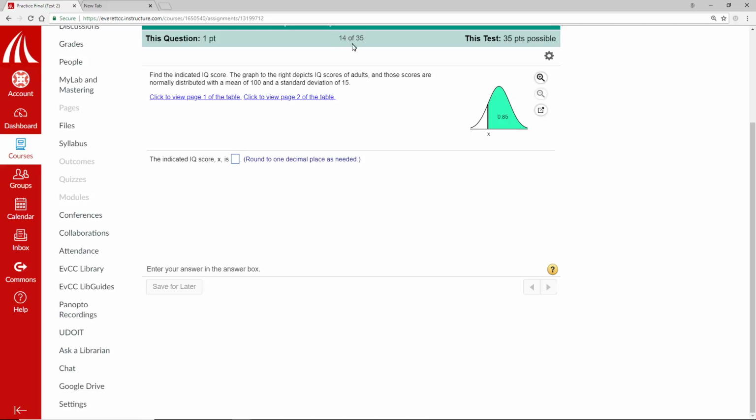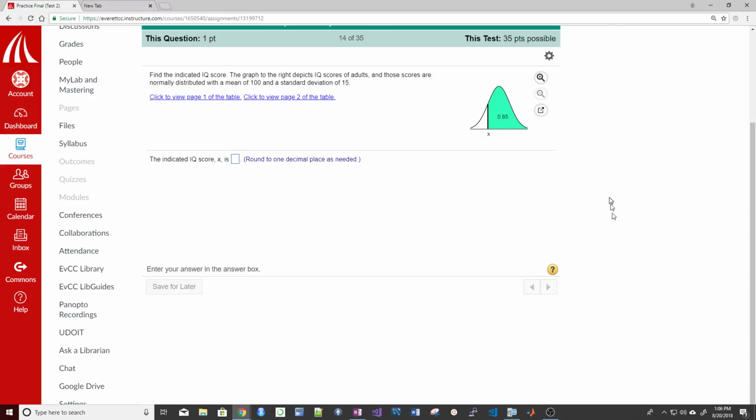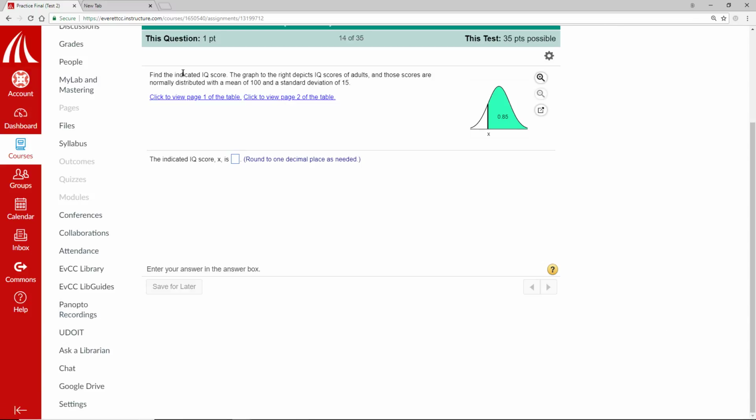We're gonna do up to 15. I can't believe it's taking me this long. Find the indicated IQ score. It says the graph to the right depicts IQ scores of adults, and those scores are normally distributed with a mean of 100 and a standard deviation of 15. So we have mean 100, standard deviation 15. We have the area to the right, but we want to know the x value that separates the top 85 from the bottom 15. So I can use inverse norm here, but I can't put in 0.85. I need to put in the area to the left. The area to the left is going to be 0.15.